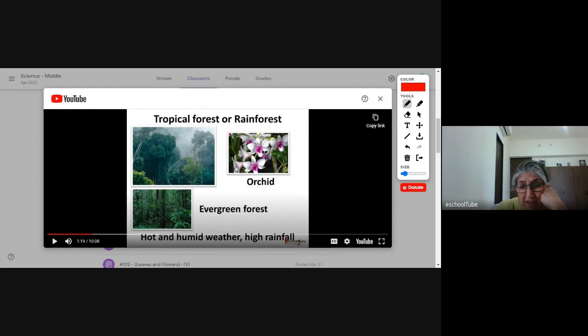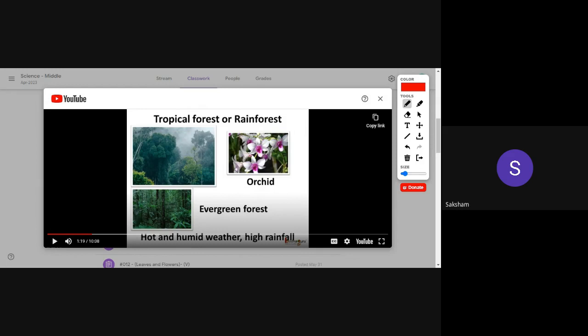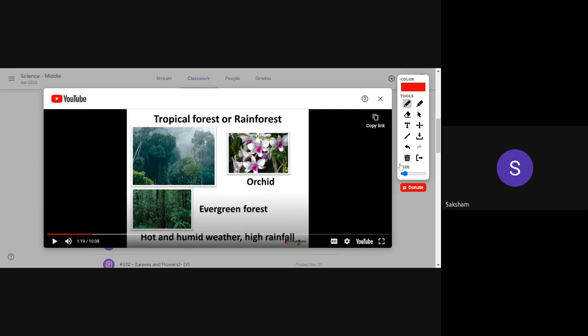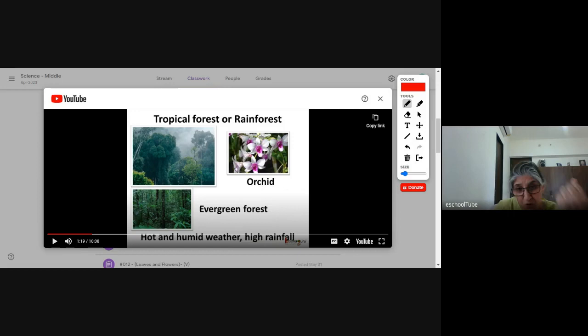High rainfall. What will that make the atmosphere like if there is too much rainfall? Green. It will be green. What else? See, there's something written here. Hot and humid weather. So there will be a lot of humus. Hot and humid weather and high rainfall. So, okay.